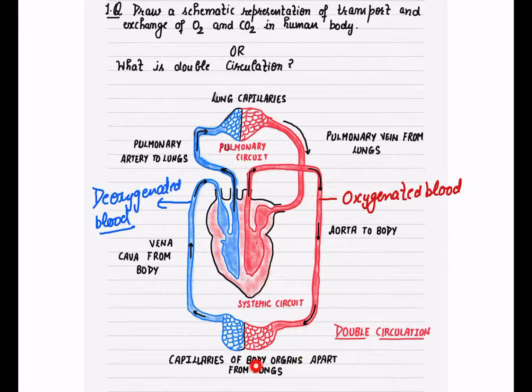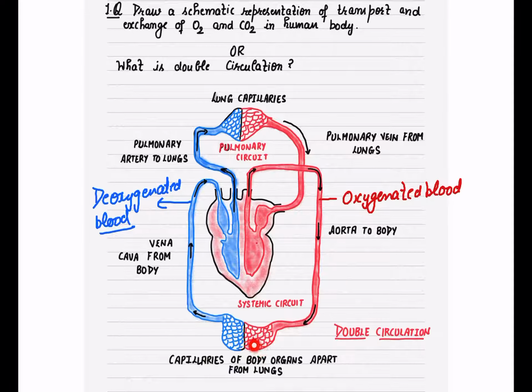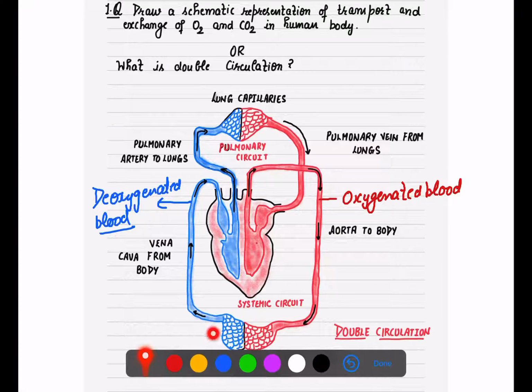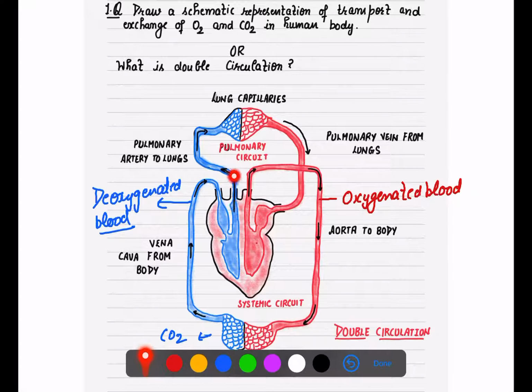Now here there are the capillaries of body parts. These are the capillaries of body parts and these are the lung capillaries. Now these body parts undergo metabolic activities and release carbon dioxide. That is, CO2 is released. Now when CO2 gets mixed in the blood, it becomes deoxygenated. This deoxygenated blood is received by the right atrium, then it moves to the right ventricle, and then, follow the arrow, it moves with the help of the pulmonary artery.